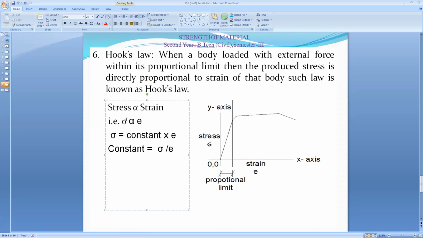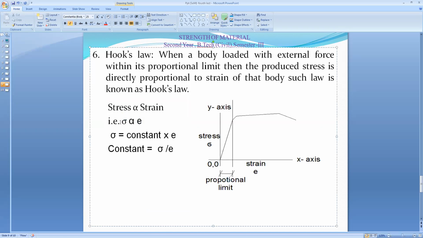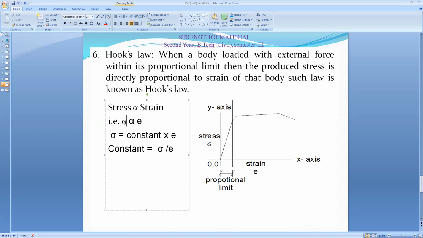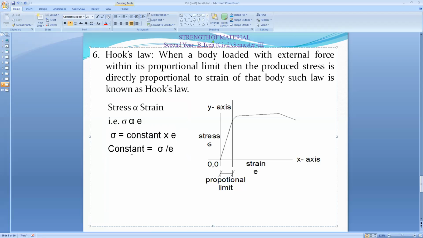Mathematically, when sigma is directly proportional to small e, how do we calculate the exact correlation between sigma and e? Sigma is equal to a constant multiplied by small e. So the constant is equal to sigma divided by small e. You can get the constant of that body.